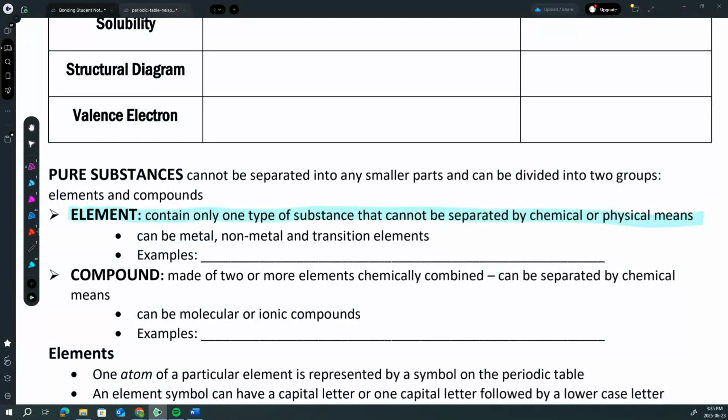So some examples of elements. I'm just going to list some elements that I just talked about. So hydrogen, let's say lithium, boron is an element, so on and so forth.